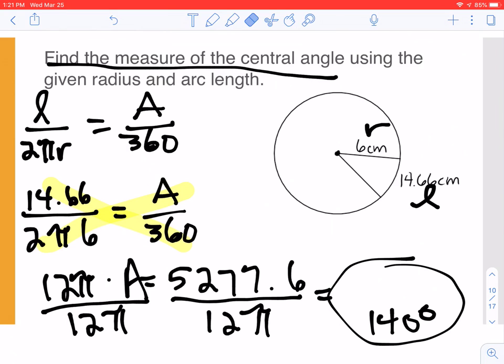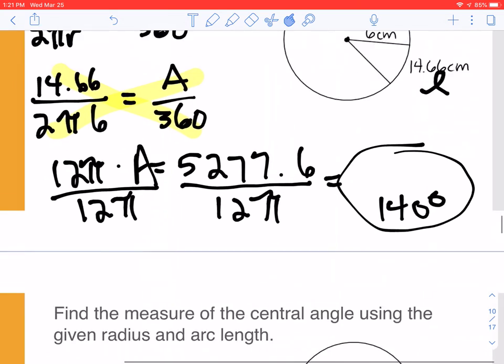And now that I'm looking at that, that doesn't seem quite right. So I'm going to type it in my calculator again. And, nope, I still got it, 140 degrees. Just that angle doesn't quite look like it. Okay, let's move on here.